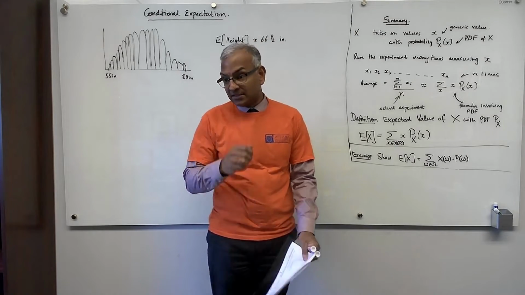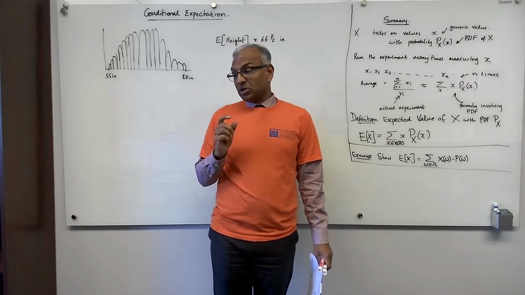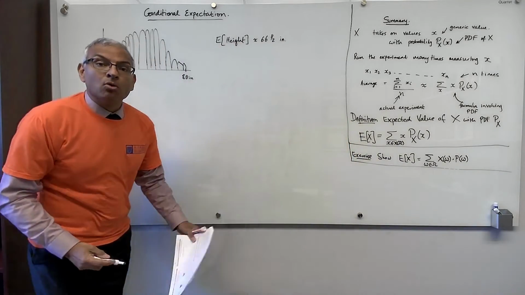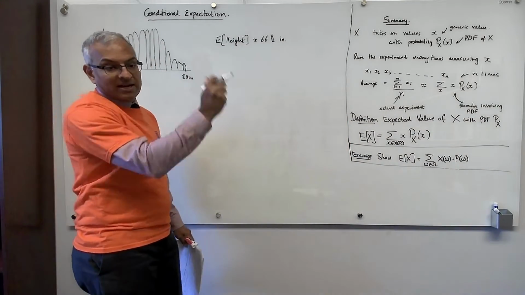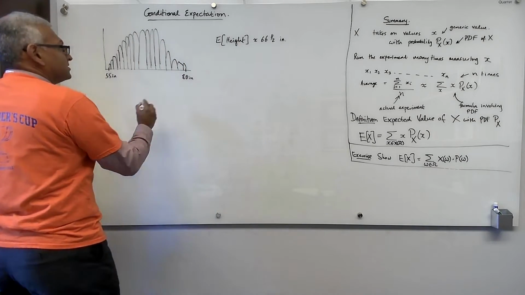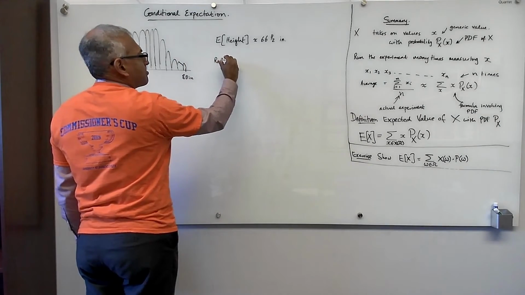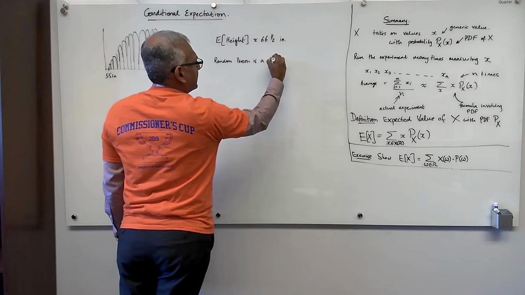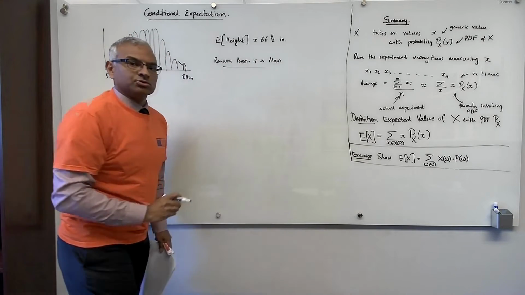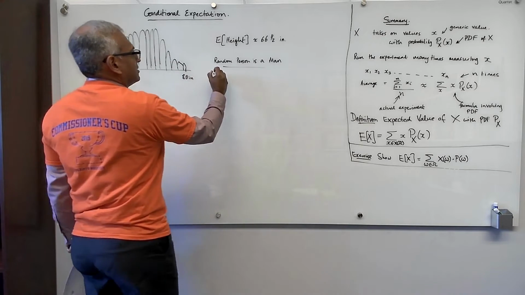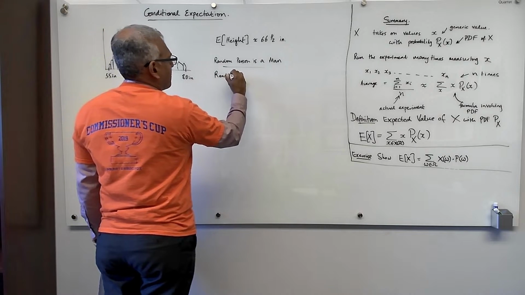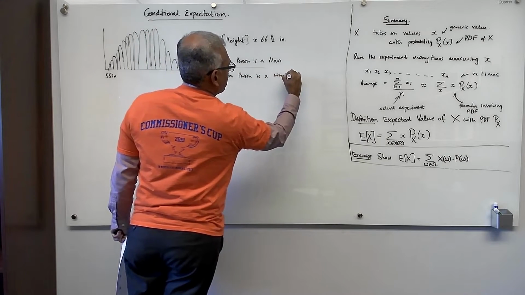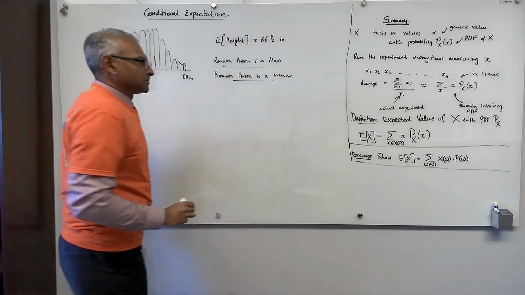Why is that? It turns out that it's because the population is composed of men and women. So let's now give you more information. Supposing I tell you that the random person is a man. What about if I told you the random person is a woman?